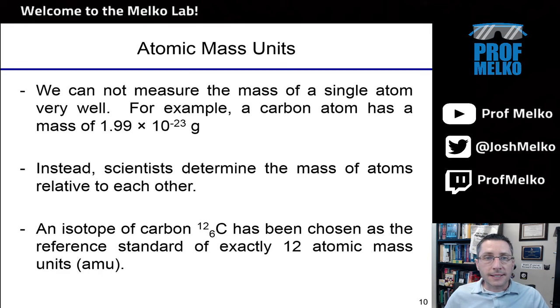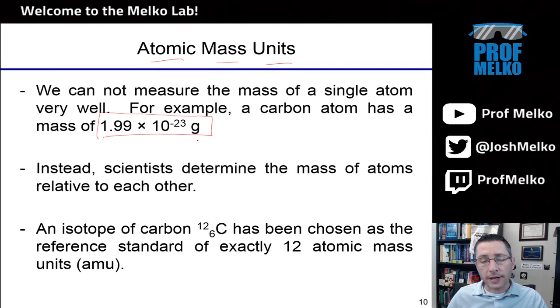Next, we have to discuss atomic mass units. We know these little tiny particles have mass, they are matter. Those masses are really, really small, so we use these small atomic mass units to describe that. The mass of a single atom is really small. Here's carbon, 1.99 times 10 to the negative 23 grams.